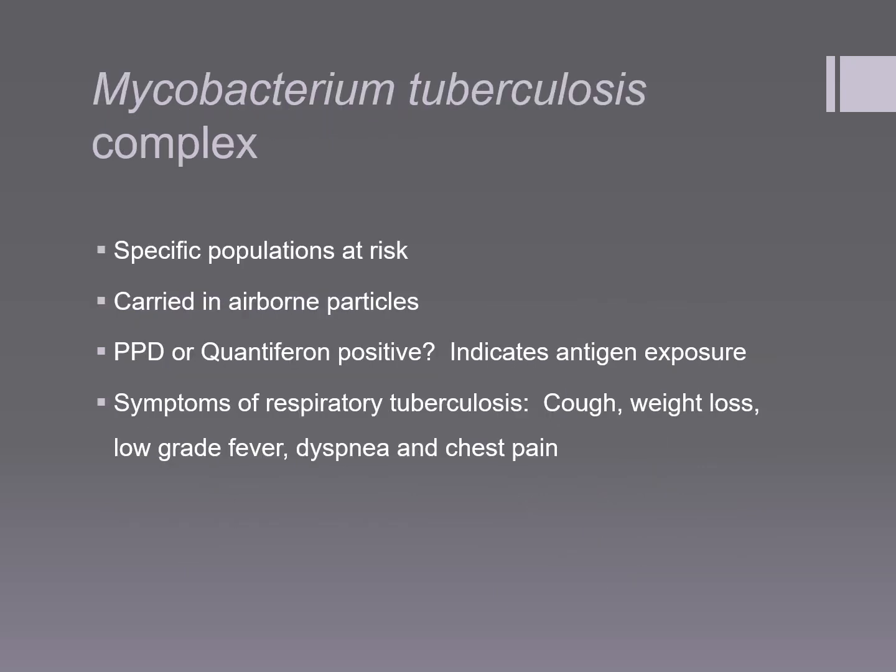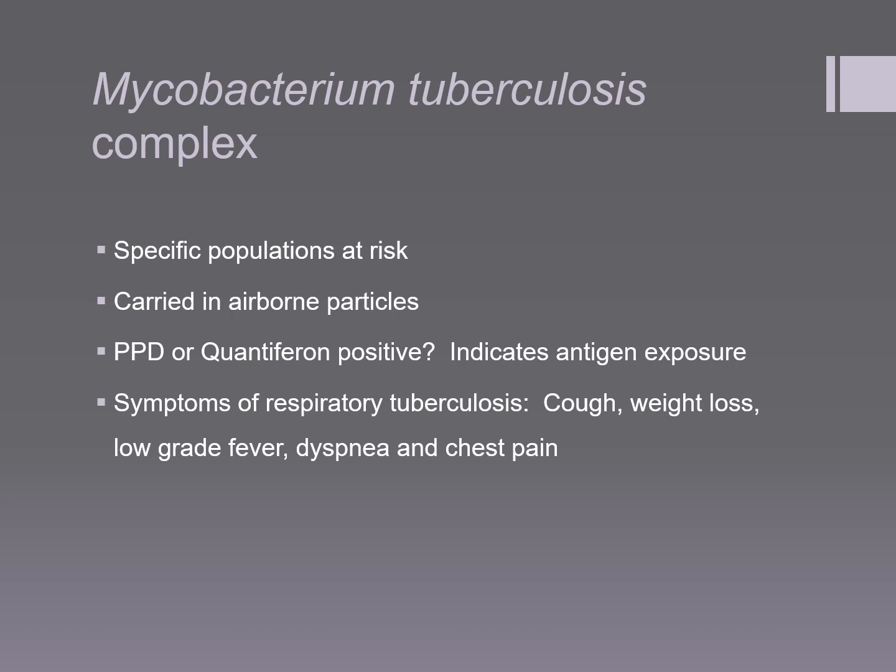Let's go ahead and talk about the different species of Mycobacterium. And of course, I'm going to start with the one that's probably most clinically significant, and that's Mycobacterium tuberculosis complex. This is an organism that puts populations at higher risk. People that are ethnic minorities, homeless people, prison inmates, alcoholics, IV drug users, and the elderly are all more at risk of developing a Mycobacterium tuberculosis complex. It is carried in airborne particles, so it's carried and transmissible by coughing patients.